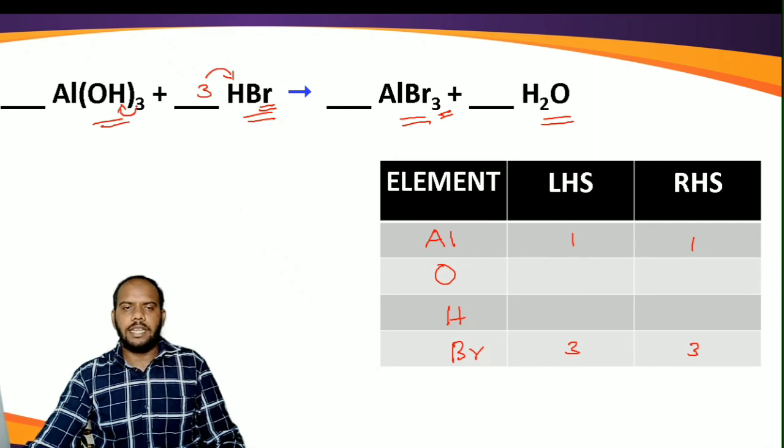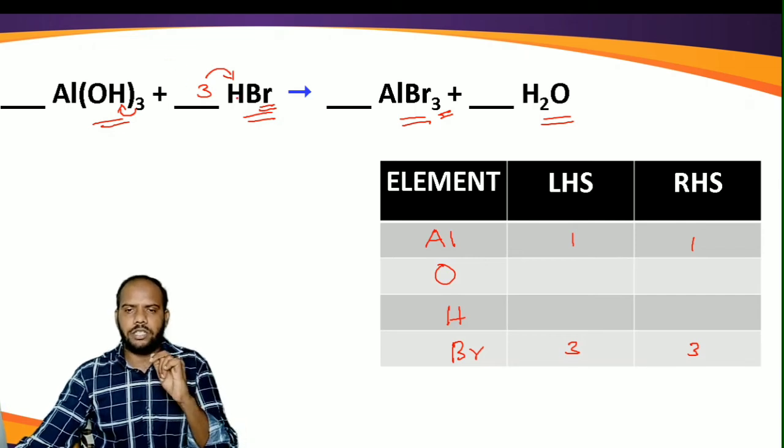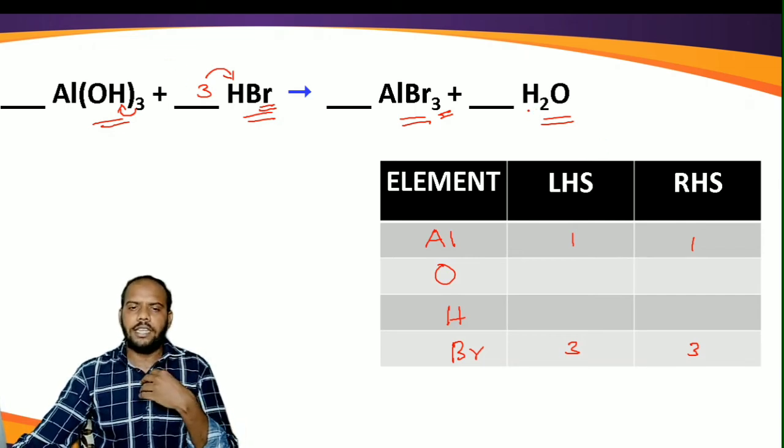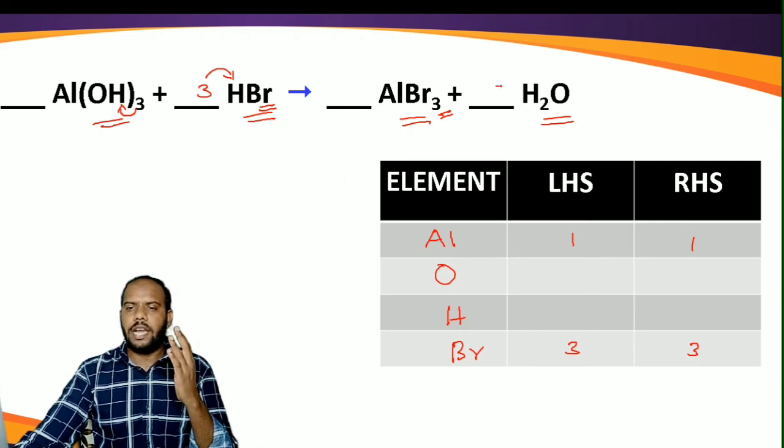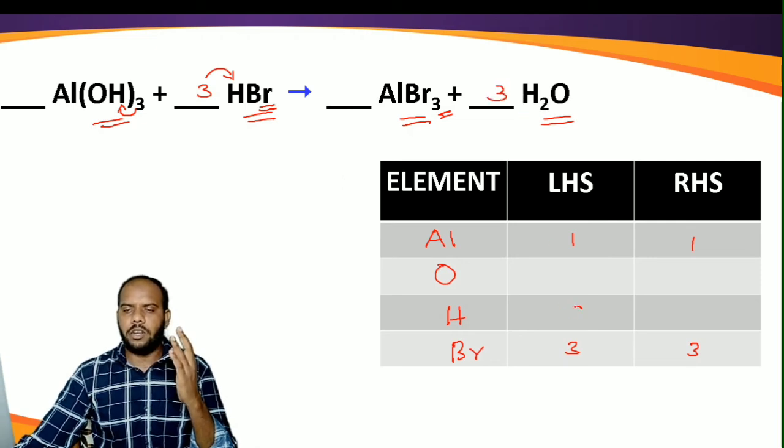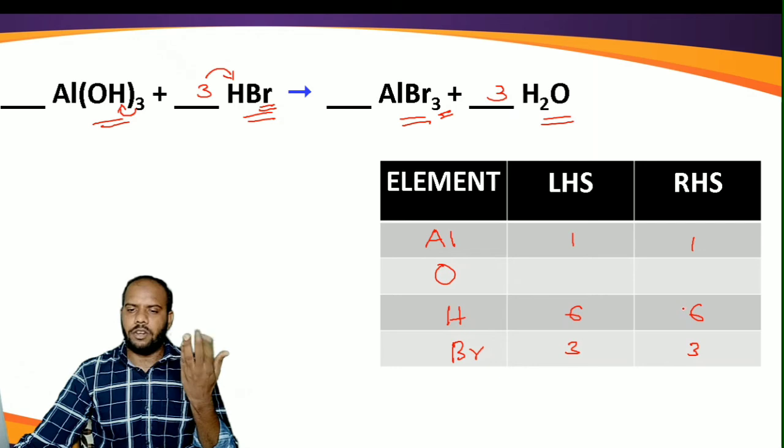3 ones are how many? 3. Here how many? 3. Total how many hydrogen? 6 hydrogen. Here how many hydrogen? 2 hydrogen. Then 6 divided by 2, answer is 3. So hydrogen also balanced, and oxygen no need to check, it will be balanced.